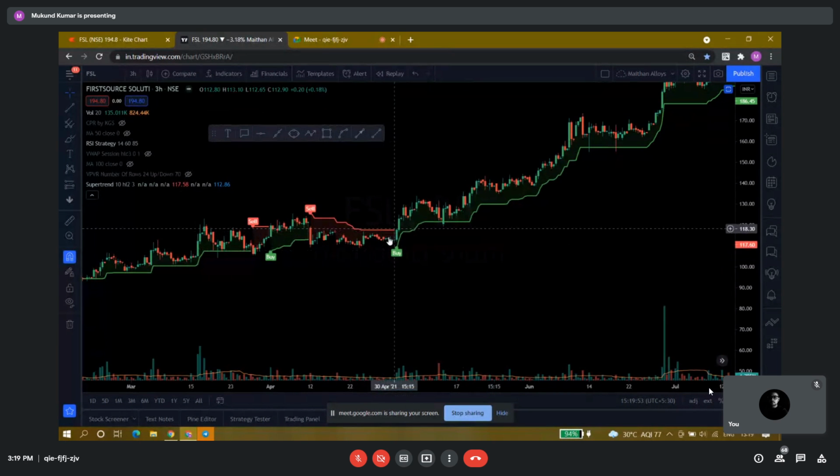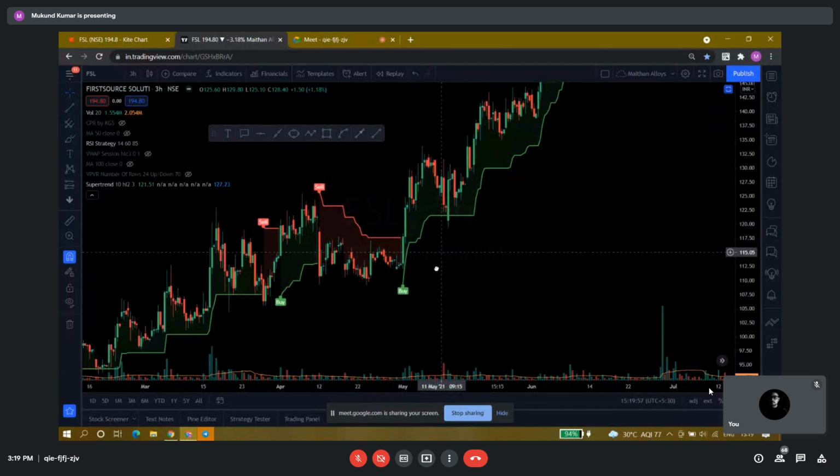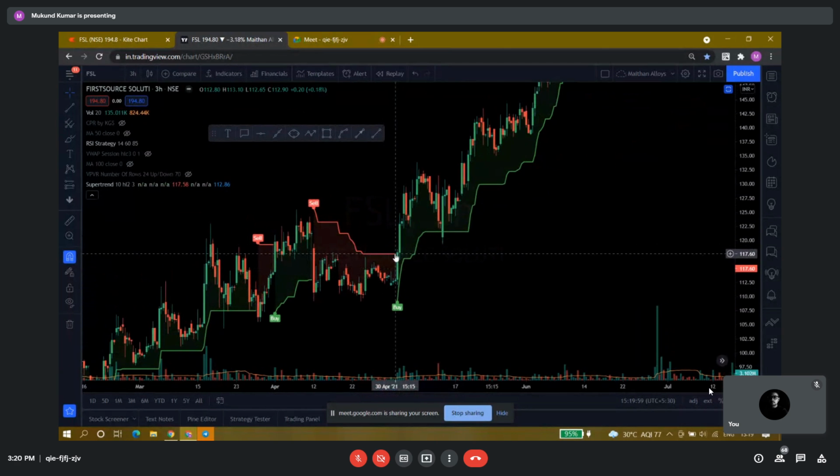So FSL was given on this breakout. Yes, FSL was given on this breakout when it broke out. Just one thing you should remember: the call is not being given on the basis of super trend. I'm repeating this: the call is not being given on the basis of super trend. The call is being given by me only on the basis of my own analysis.